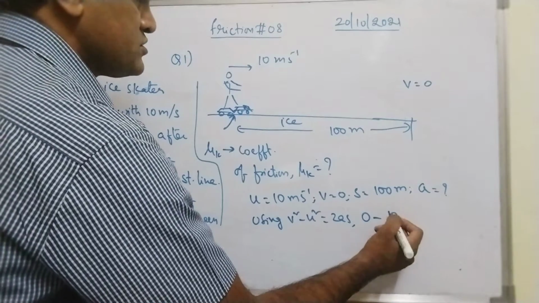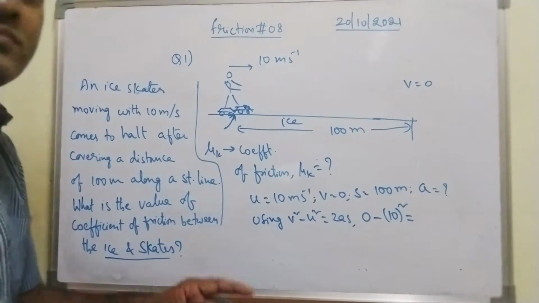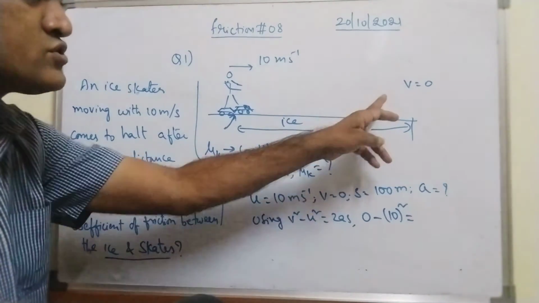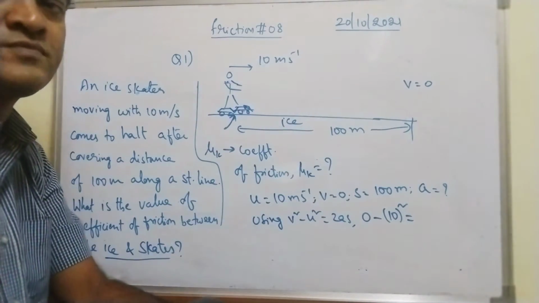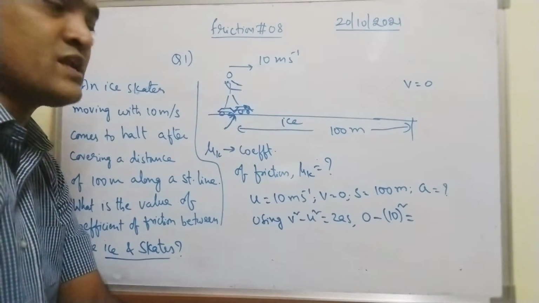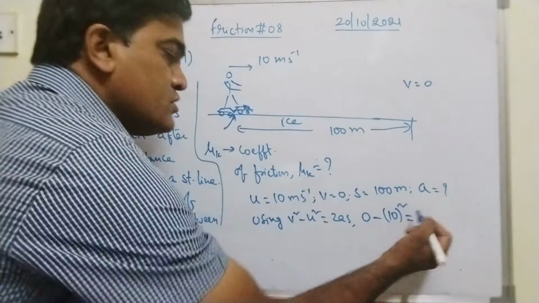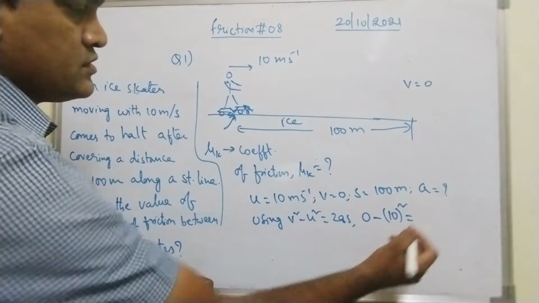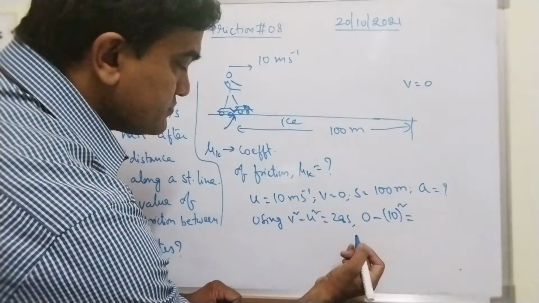0 minus 10 square is equal to 2as. Anyways, acceleration becomes negative. Why? Because he is coming to stop, so final velocity is 0. Velocity gradually is getting decreased, so acceleration will be negative. That means he is traveling with retardation. Whatever you get, the acceleration will be negative. So minus 10 square. So what will I get?